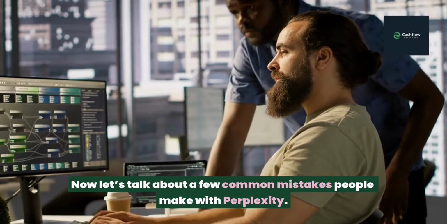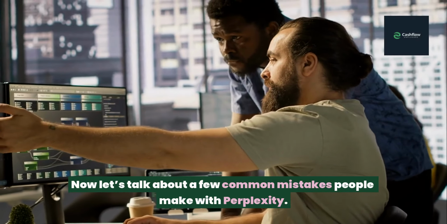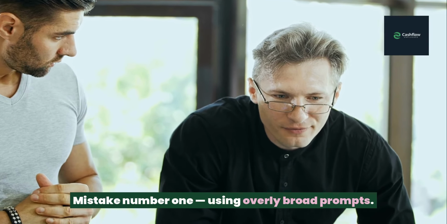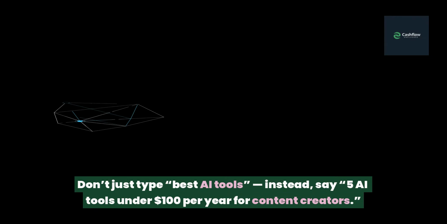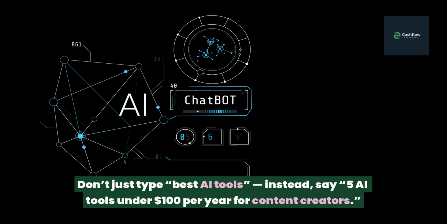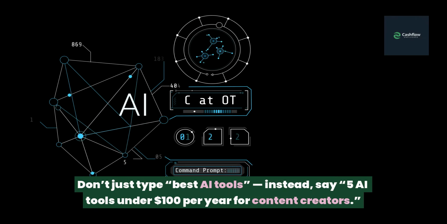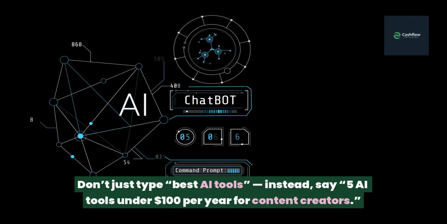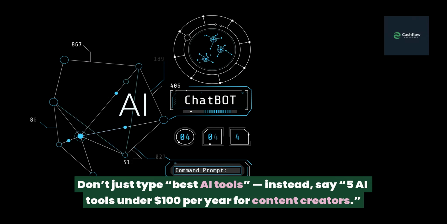Now, let's talk about a few common mistakes people make with Perplexity. Mistake number 1, using overly broad prompts. Don't just type "best AI tools." Instead, say "5 AI tools under $100 per year for content creators."